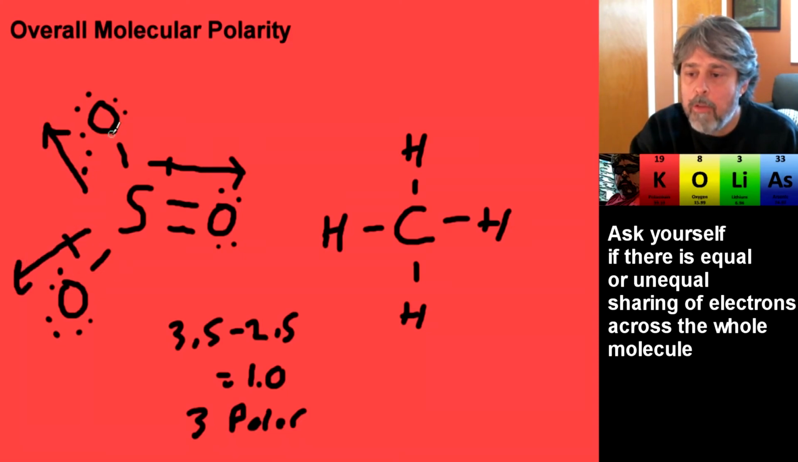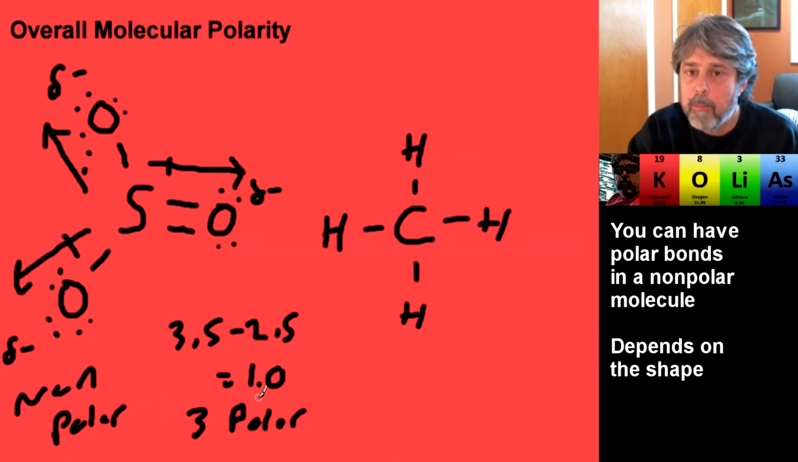Because these are all the same atom, what do you think? Is this going to be unequal sharing or equal sharing? You've got to think about the geometry. This is trigonal planar. It's a flat molecule with all these O's on the same plane. We're going to have our electron density up here, our partial negative charges. In this case, this is equal sharing because these are all the same atoms on the end. Nonpolar overall. So we can have polar bonds, but still have an overall nonpolar molecule.